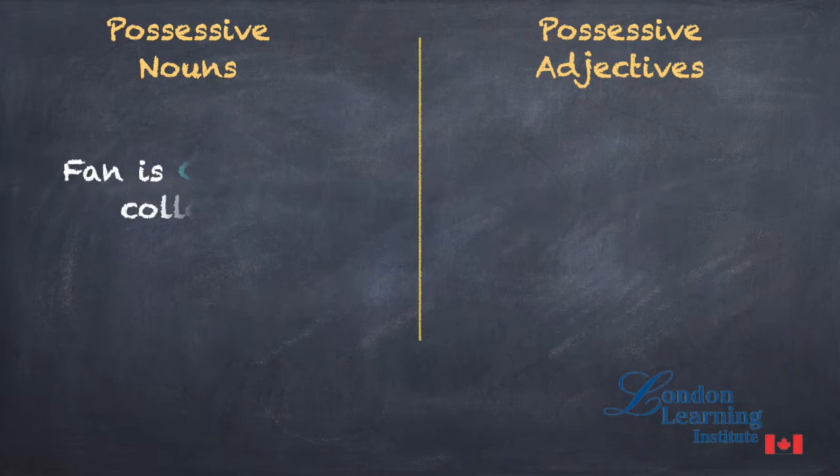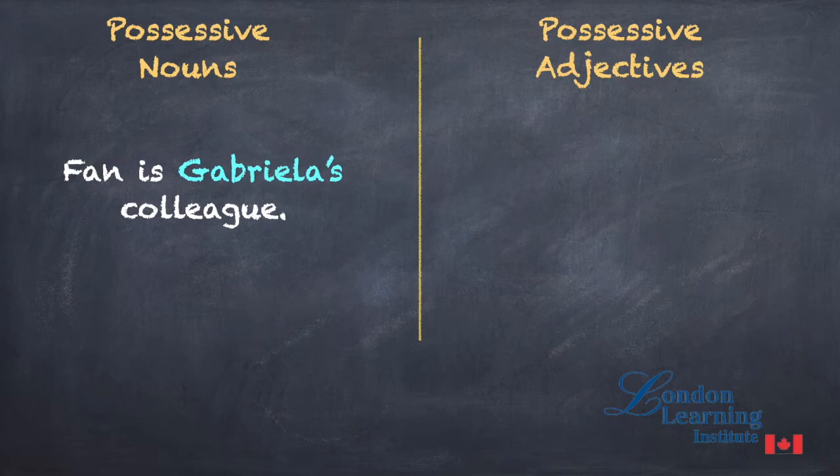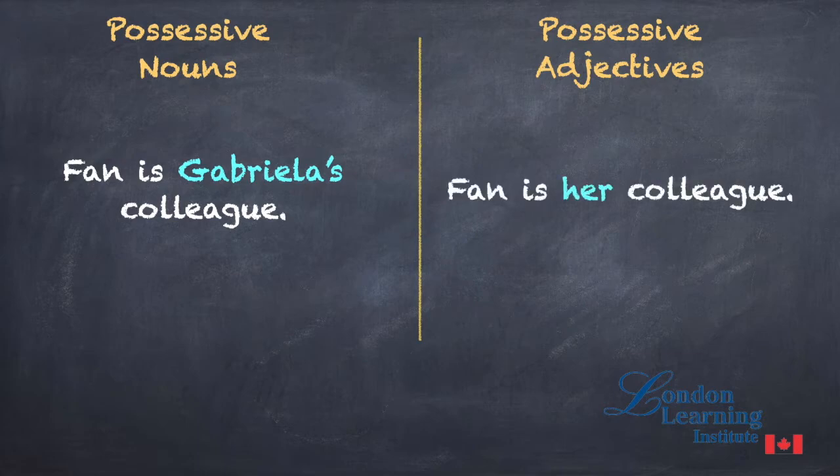Here's another example. Fan is Gabriela's colleague. Not my colleague, not your colleague, Gabriela's colleague. So Fan is her colleague. Her meaning Gabriela's.